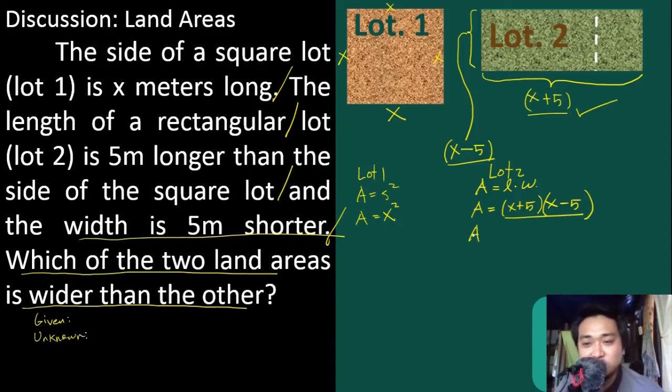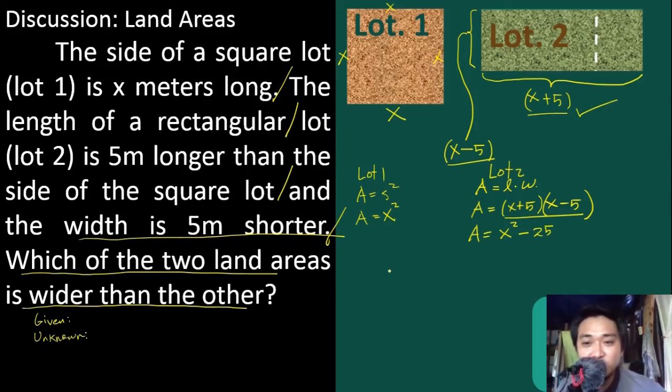So, the area, therefore, since this pertains to the product of the sum and difference of two binomials, what will be the answer? The answer is the difference of two squares. Napag-aralan na po natin yan. Na-discuss ko na po yan sa inyo kanina. So, that will be x squared minus 25. Ayan, napakadali. Ngayon, tanungin na natin yung sarili natin.